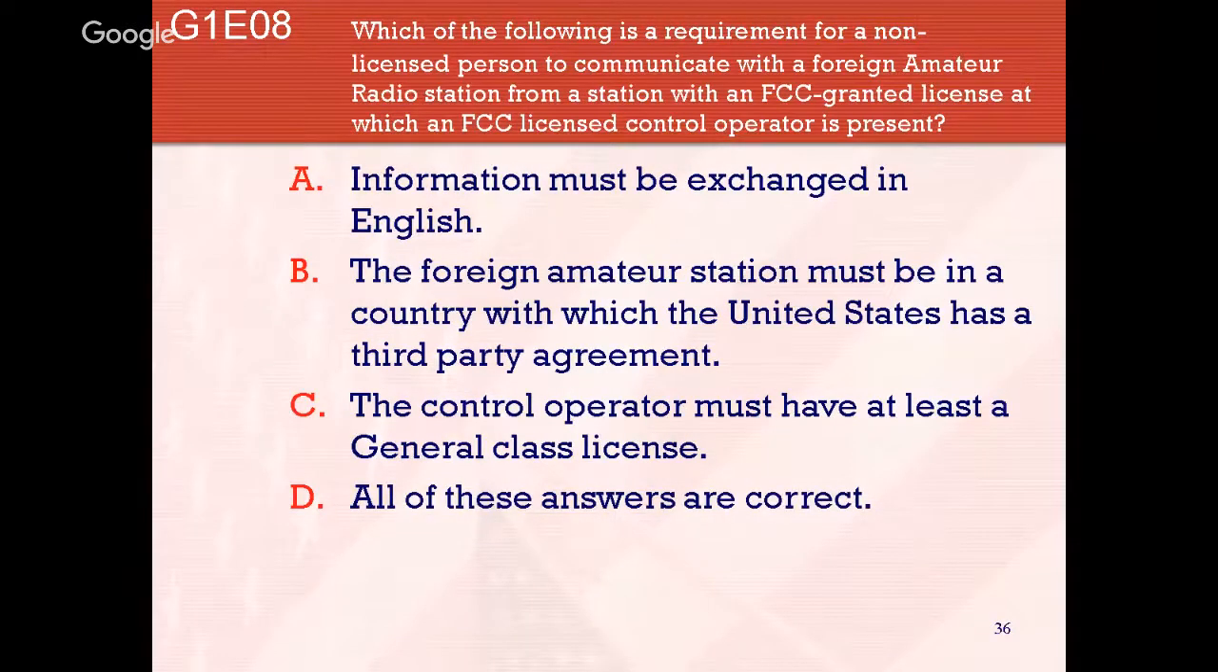Which of the following is a requirement for a non-licensed person to communicate with a foreign amateur radio station from a station with an FCC granted license at which an FCC licensed control operator is present? The requirement is simply that the foreign amateur station must be in a country with which the United States has a third-party agreement. All right, and that brings us to the end of that particular part.